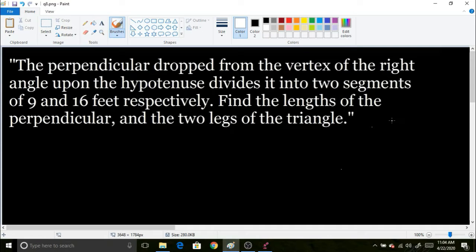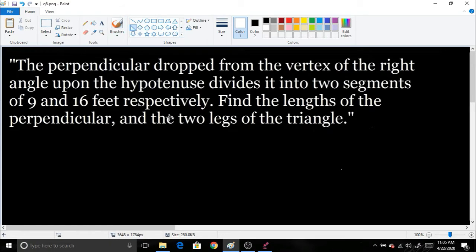The solution of our previous problem, which was asked in MIT 1896, I guess, or 1869 maybe, around 150 years ago. The perpendicular dropped from the vertex of the right angle upon the hypotenuse divides it into two segments of 9 and 16 feet respectively. Find the length of the perpendicular and the two legs of the triangle.